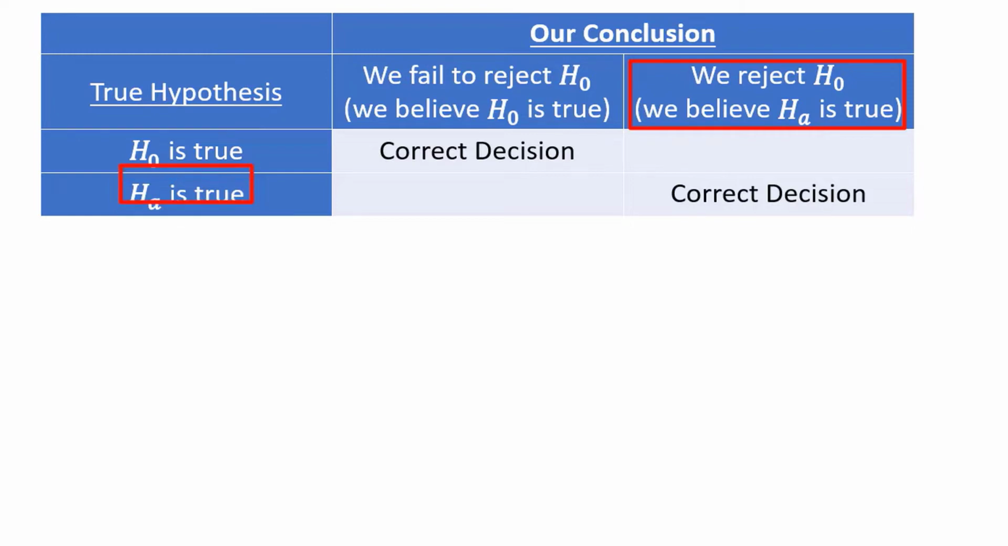If the null hypothesis is true, but we reject it, we have made what is called a type 1 error, sometimes called a false positive. We have concluded that the alternative hypothesis is correct, when in reality the null is actually the correct hypothesis. If the alternative hypothesis is true, but we fail to reject the null hypothesis, we have made a type 2 error, sometimes called a false negative. We failed to reject a false null hypothesis.